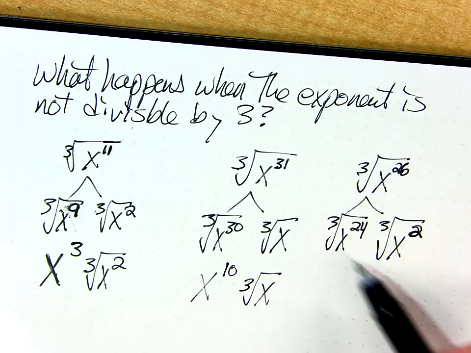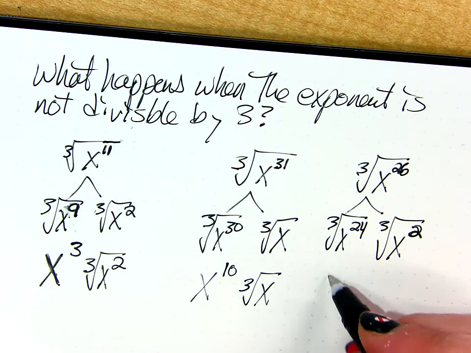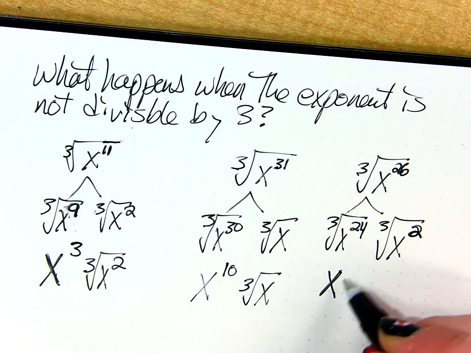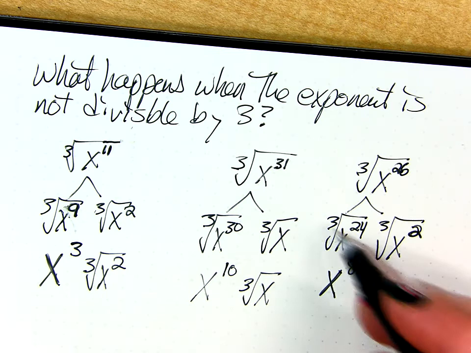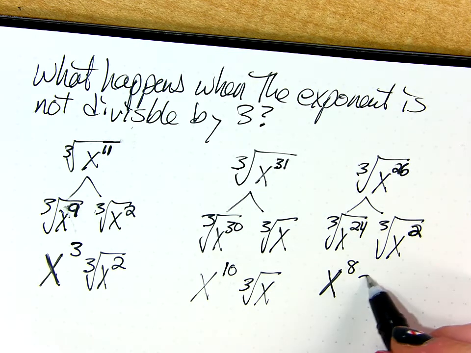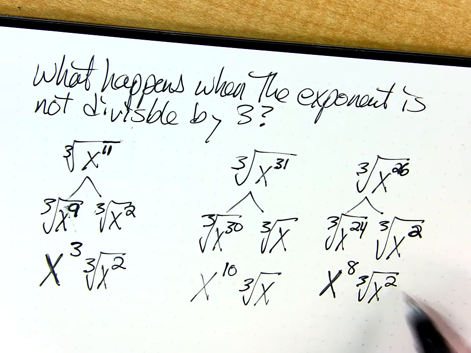But now, Ryan, what is the cube root of x to the 24th? That would be x to the what? 8th, correct. So I'm just doing 24 divided by 3. And that can't be simplified. Does that make sense?